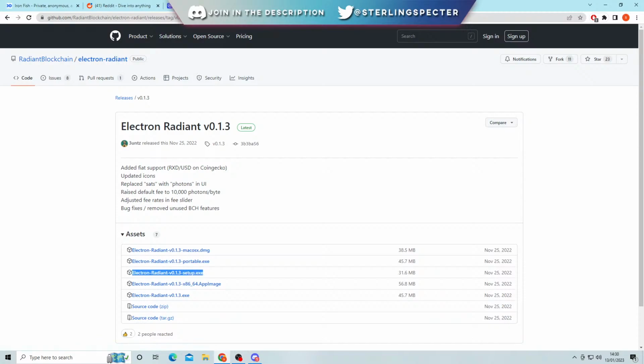This one's the one for Windows, the Electron Radiant setup. I believe there is a portable one, but this one's definitely the one for... Like the other two down here don't really set it up. This is the main one, so you want to download that one.